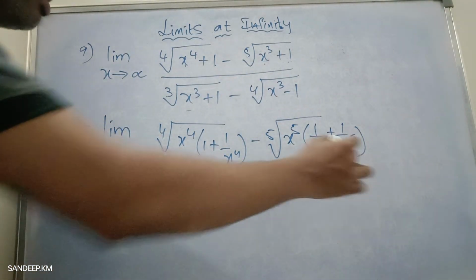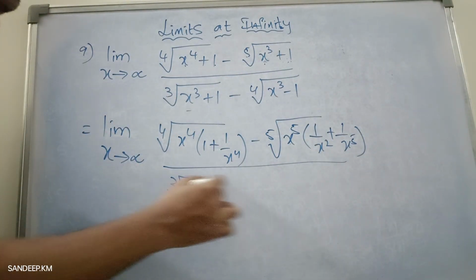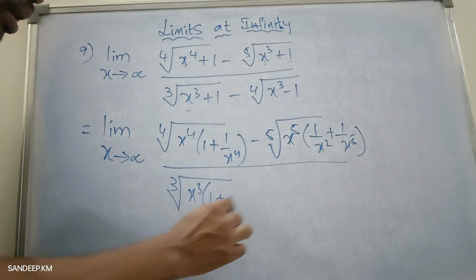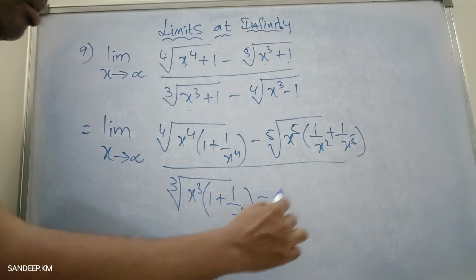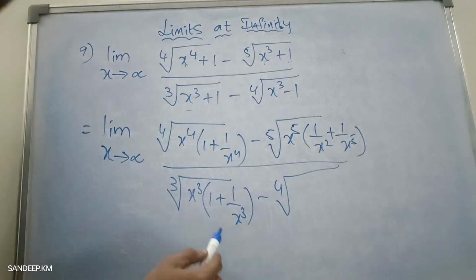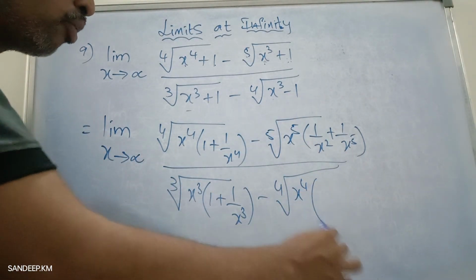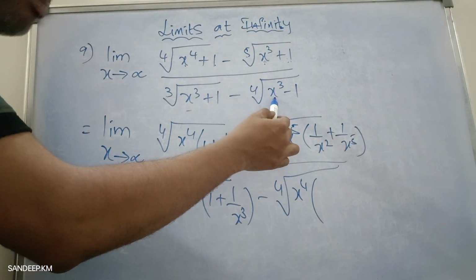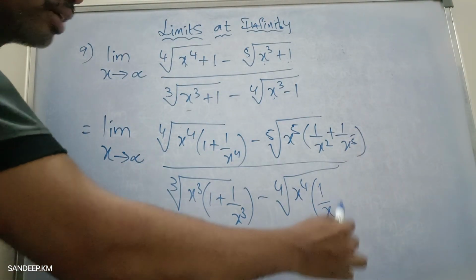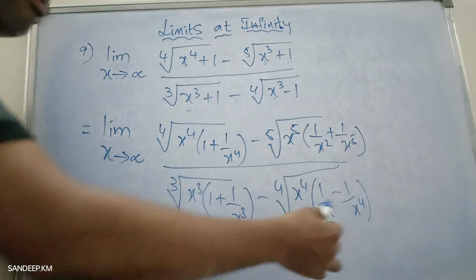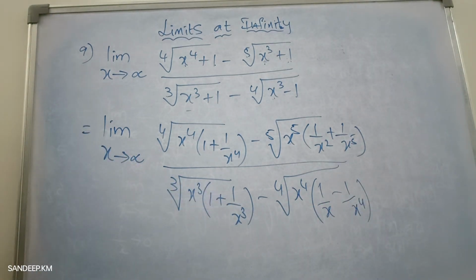Next, dear students, inside the cube root, I will take x cube common in these two. So x cube into 1 plus 1 by x cube, minus, inside the fourth root, what will I take common? X power 4 common. In these two terms, I will take x power 4 common. I took x power 4 common here, it becomes 1 by x. I took x power 4 common here, I will get 1 by x power 4. Please think about it. These are very easy. Why should I do like that?